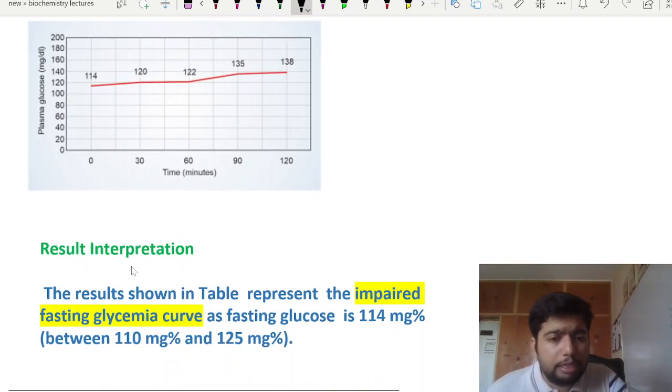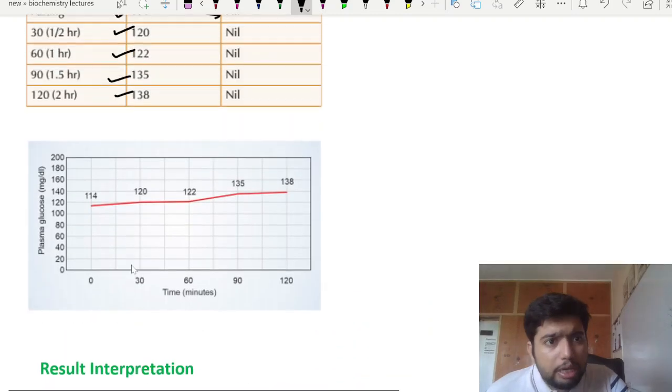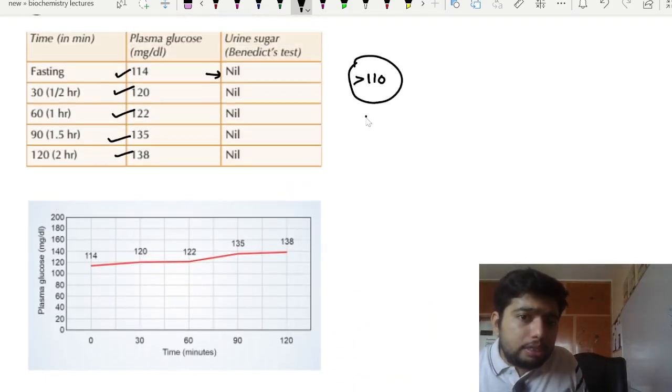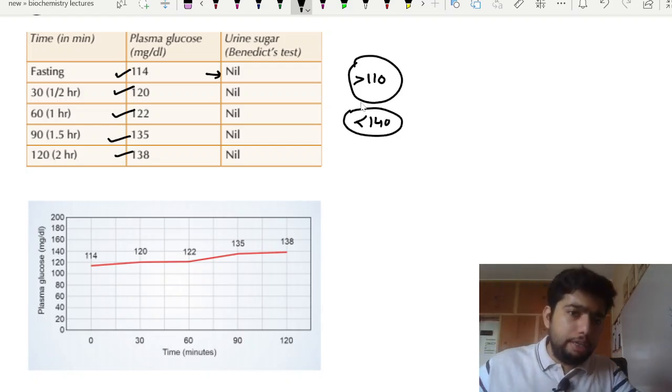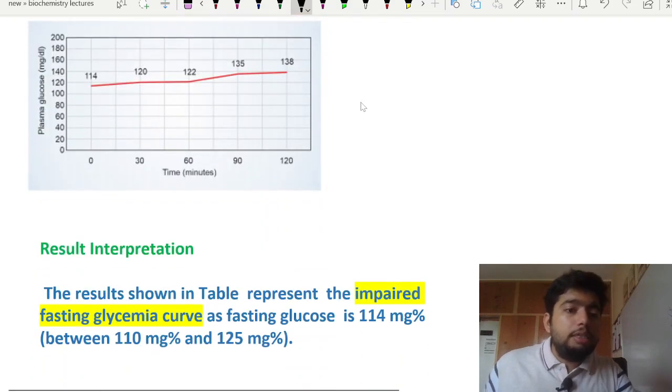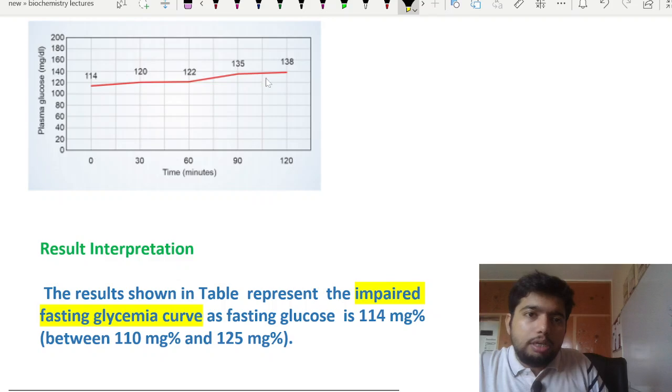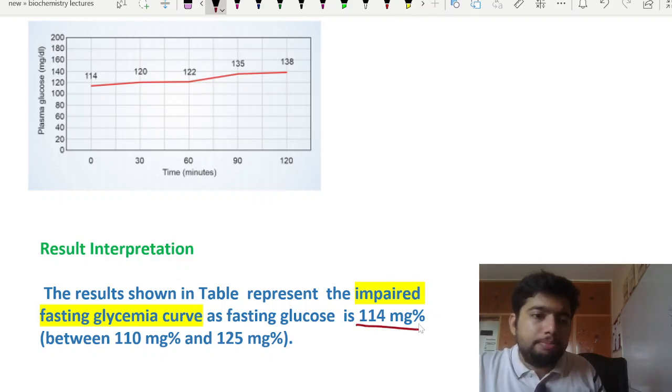Because your fasting plasma glucose is more than 110 but less than 140, it is not falling under the diabetic category. Okay, so it is called impaired fasting glycemia curve. It is slightly difficult to diagnose, but from the concept you should be able to diagnose this. Rarely it is going to be asked in your exam.